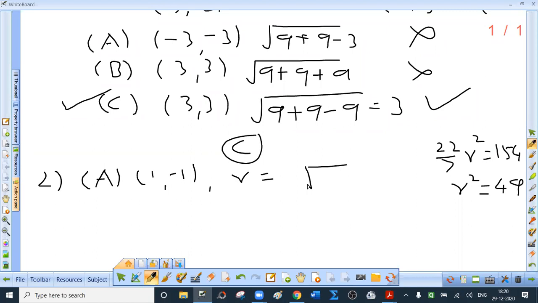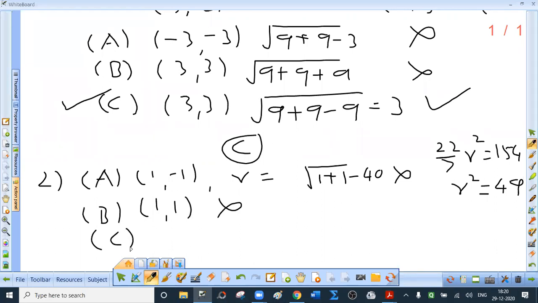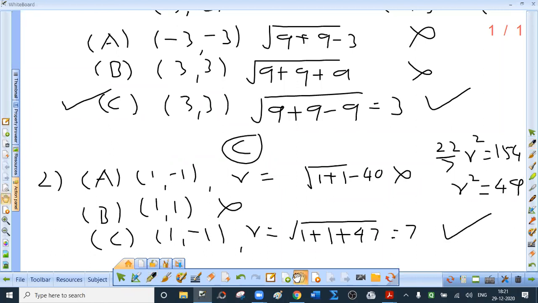So for the first, what is r? 1 plus 1, 1 plus 1 minus 40. No, no. Okay, what about option B? Check for option B. Center is 1, 1. No, 1, 1 does not satisfy. See, the center has to lie on the diameter, right? Third, yes, the center lies on the diameter. And what is the radius? It is root of 1 plus 1 minus 47, so plus 47. Yes, 7. So C is the correct option.